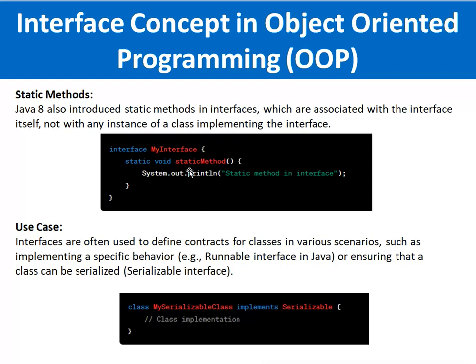Then use cases. Use cases means that interfaces are often used to define contracts for classes in various scenarios, such as implementing a specific behavior, like the Runnable interface in Java, or ensuring that a class can be serialized, like the Serializable interface. This is an example of Serializable, like class MySerializableClass implements Serializable.